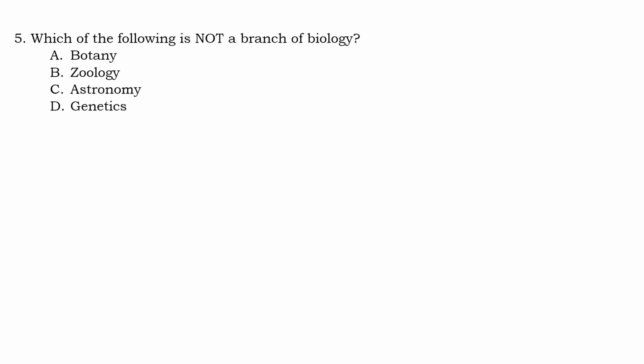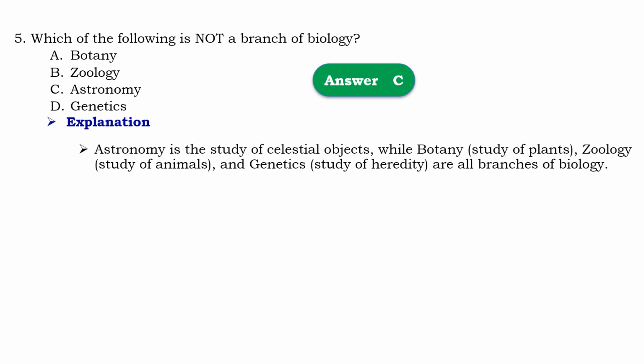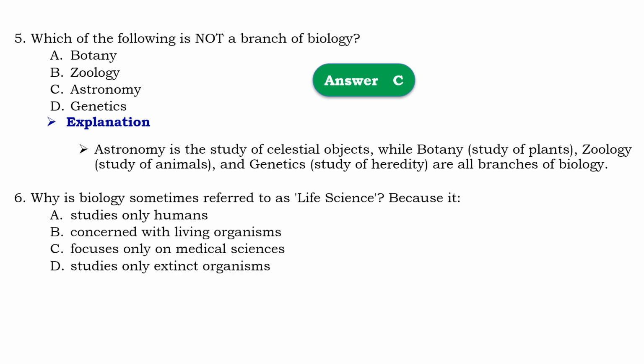Question number 5: which of the following is not a branch of biology? So that should be C, astronomy. It means that astronomy is the study of celestial objects, while botany is the study of plants, zoology the study of animals, and genetics the study of heredity. All are branches of biology except astronomy, which is not a branch of biology.